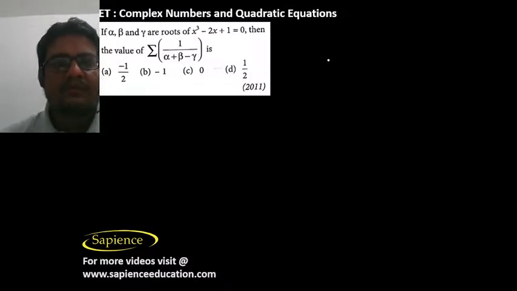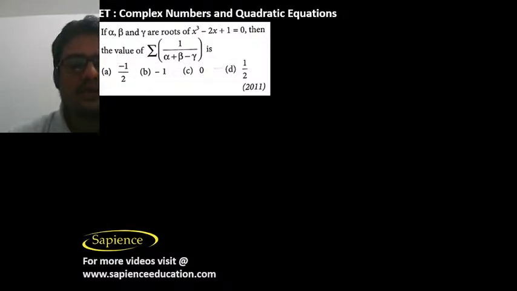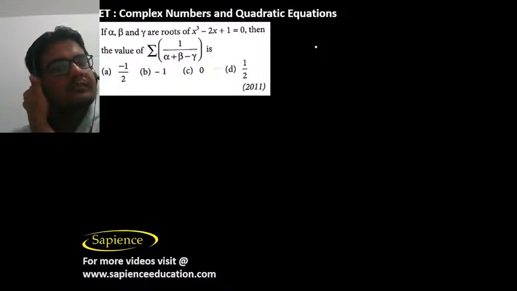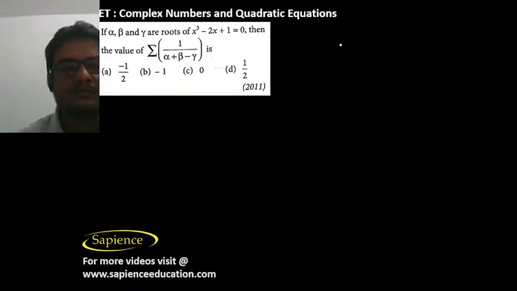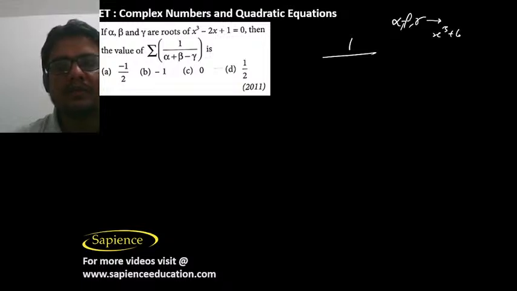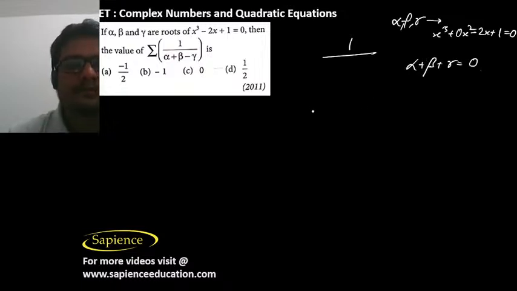Then here it is told if alpha, beta and gamma are the roots of this, then the value of this is how much? Okay. So alpha, beta and gamma are the roots of the equation x cube plus 0x square minus 2x plus 1 equal to 0. So therefore the sum of the zeros, alpha plus beta plus gamma, is 0.